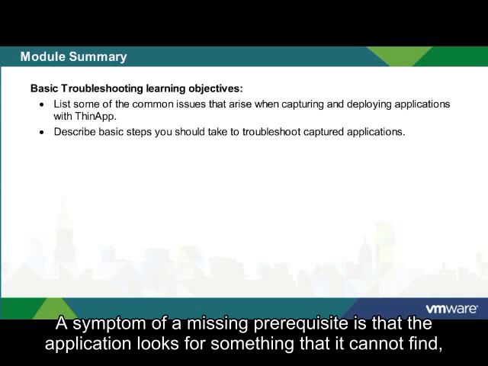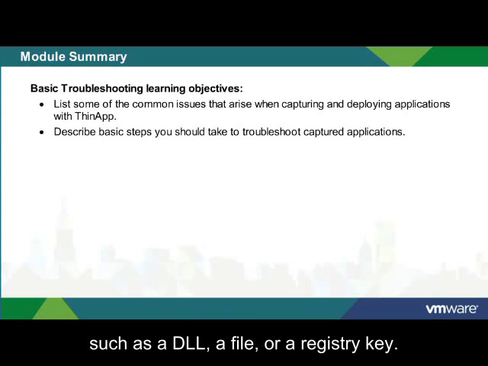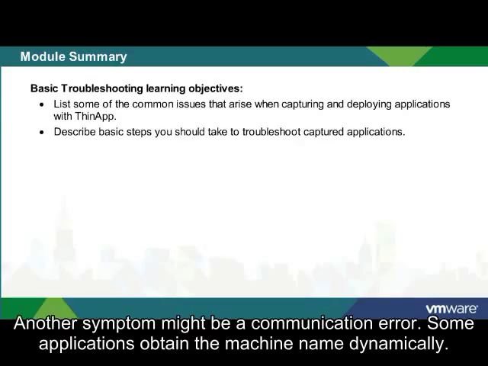A symptom of a missing prerequisite is that the application looks for something that it cannot find, such as a DLL, a file, or a registry key. Another symptom might be a communication error. Some applications obtain the machine name dynamically.